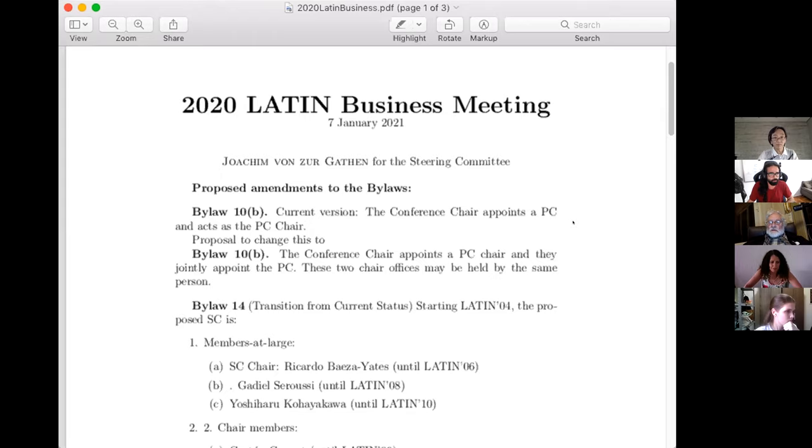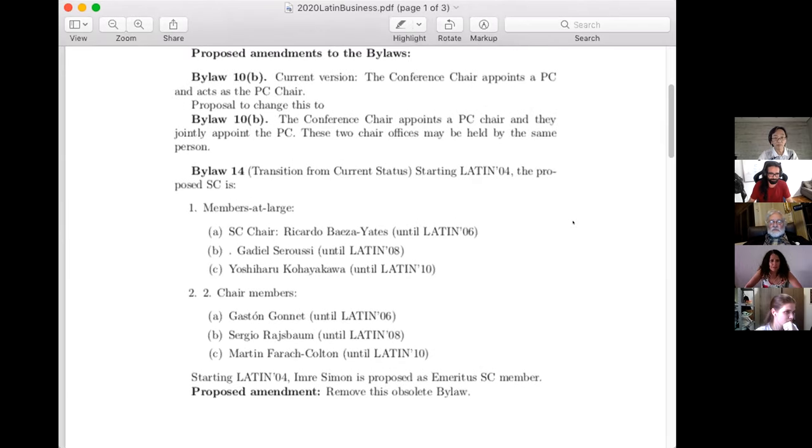Good. Then the second is pretty much of a formal nature. It refers to an old bylaw which entered in the first version of the bylaws when they were set up, and it describes the starting point of the steering committee. That is now 16 years ago, and I think we can erase that. So the proposal is to remove this obsolete bylaw.